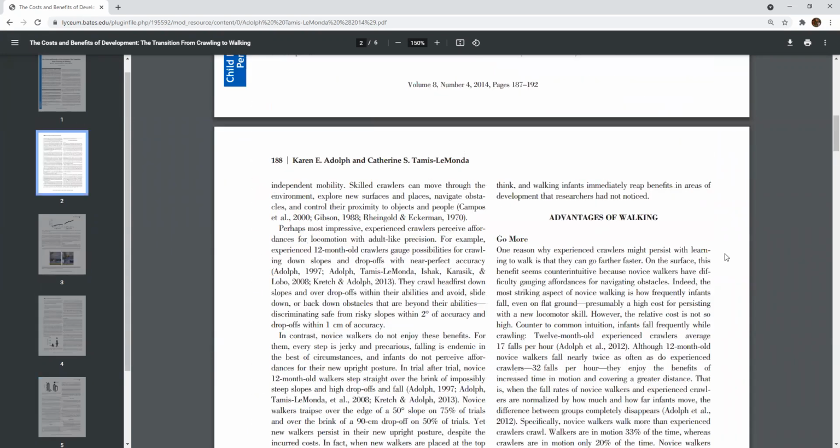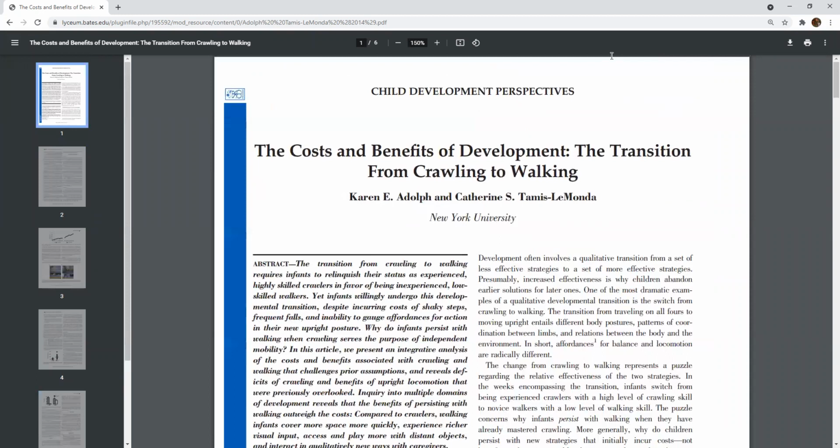So that was a quick version of how to read an article that's not necessarily an empirical article, but more of a review article in psychology.